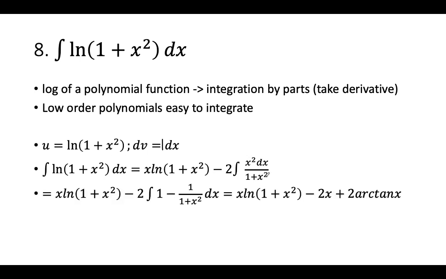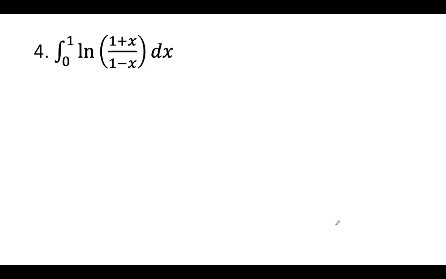So we can integrate this. And how do we do that? Well, we use the same technique we've done, the u substitution algebra. We do x squared over 1 plus x squared is 1 minus 1 over 1 plus x squared. And we can integrate each of these. So this one's done, this one is just x, and this one is just arctan. So x ln 1 plus x squared minus 2x plus 2 arctan x, plus a constant which I will be omitting.